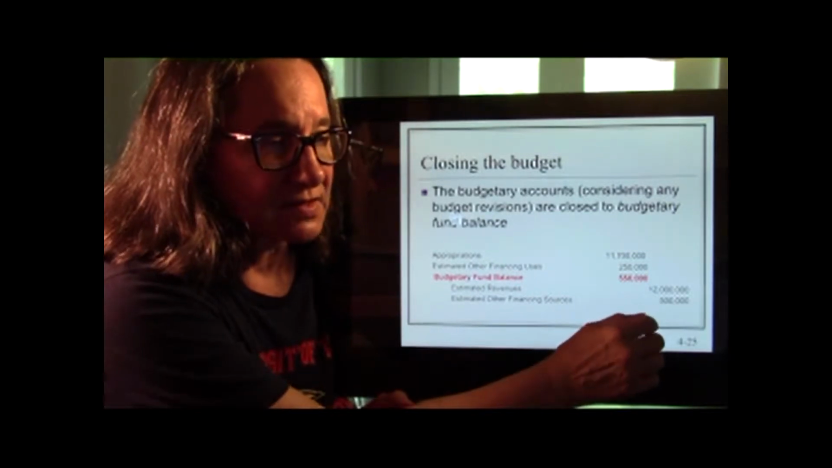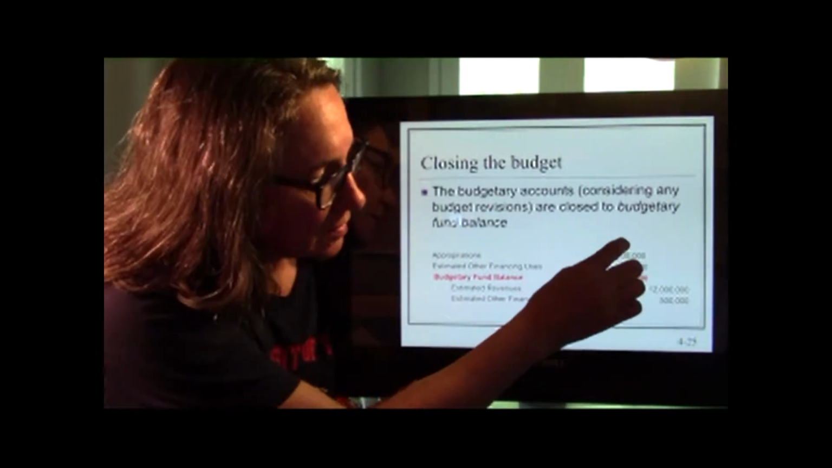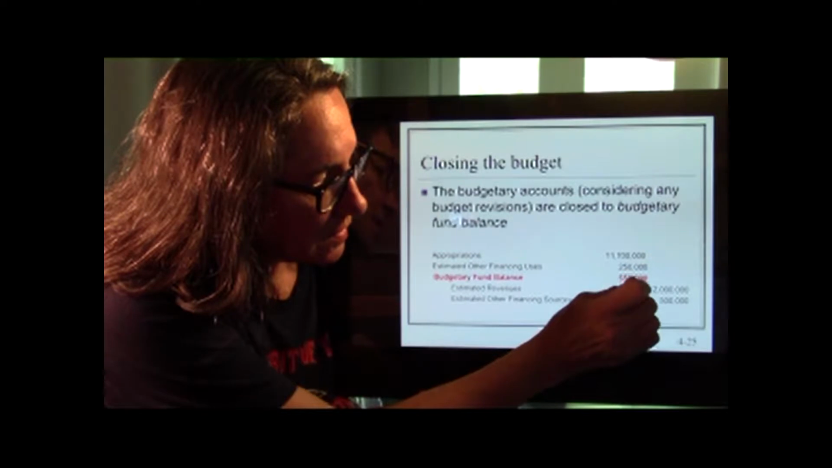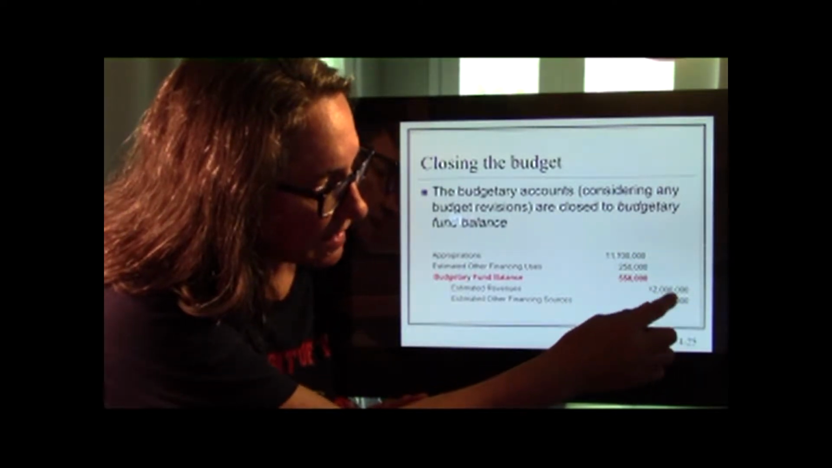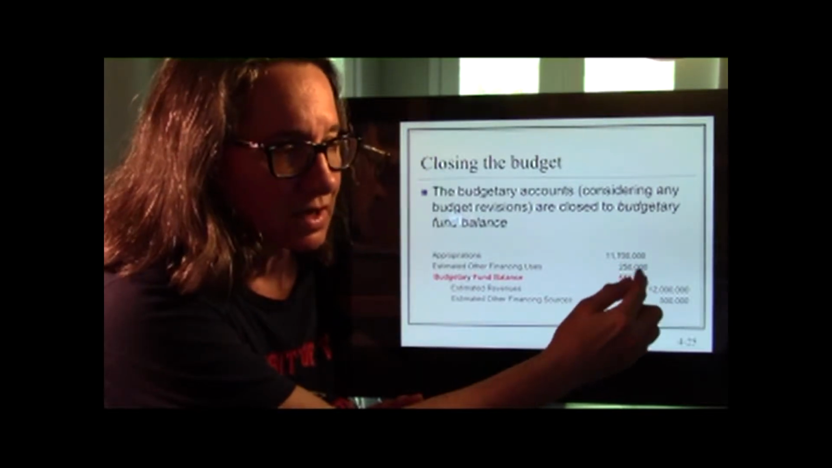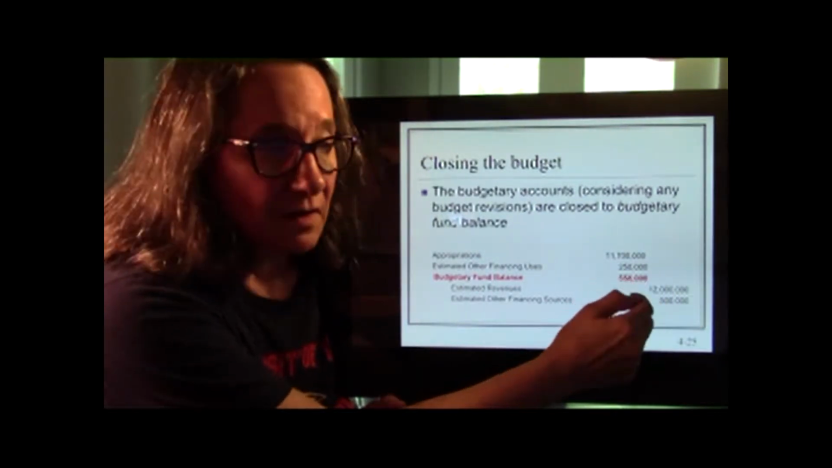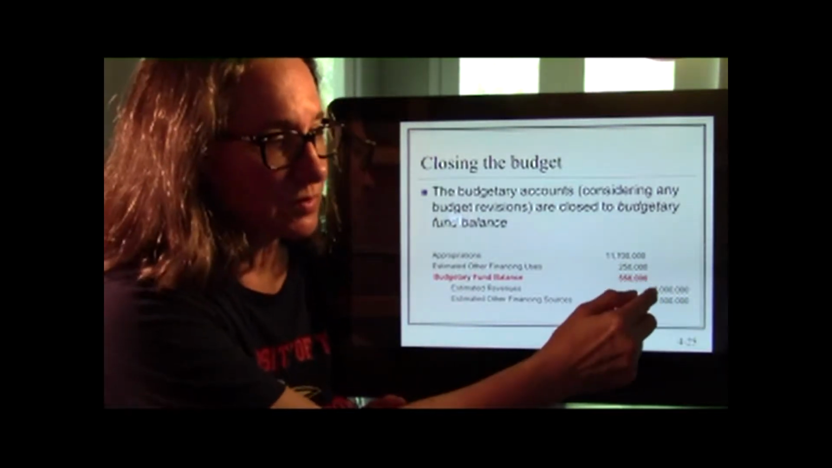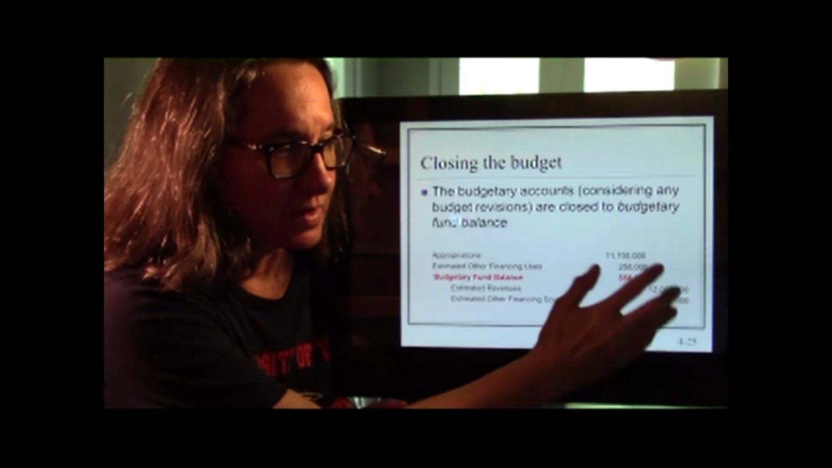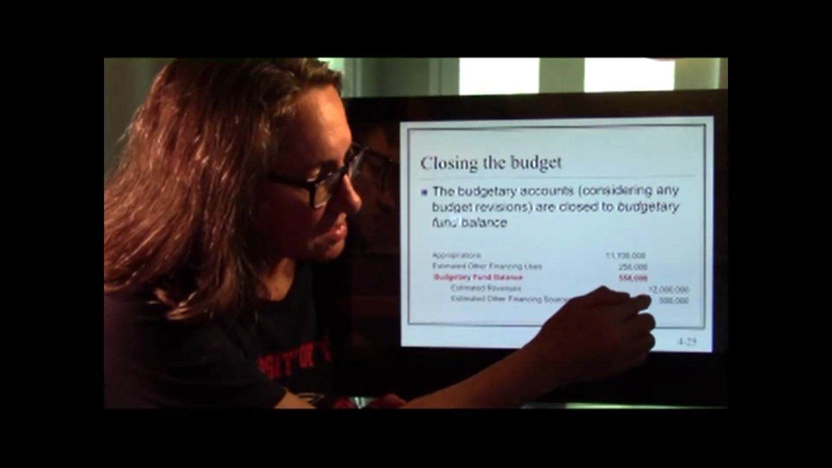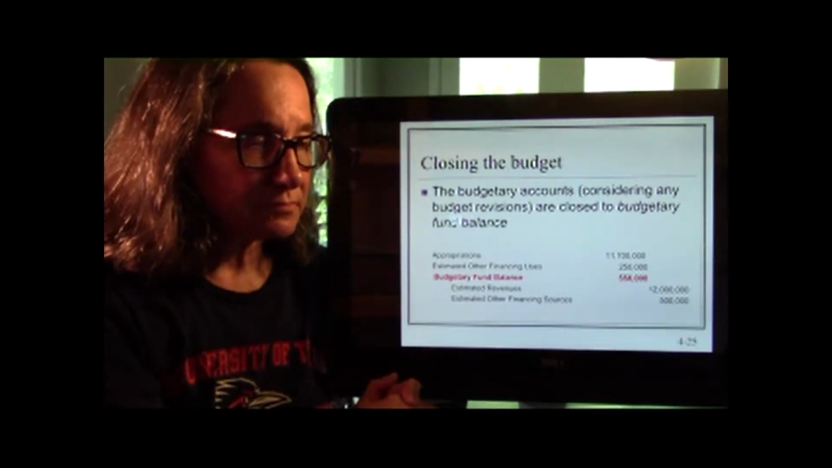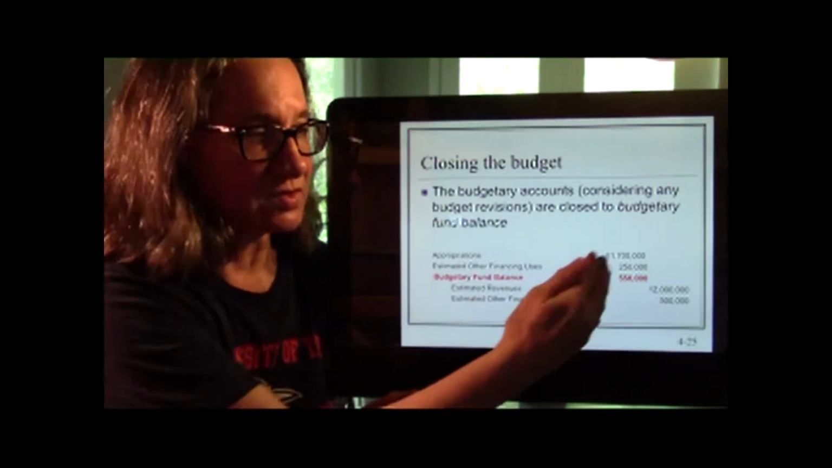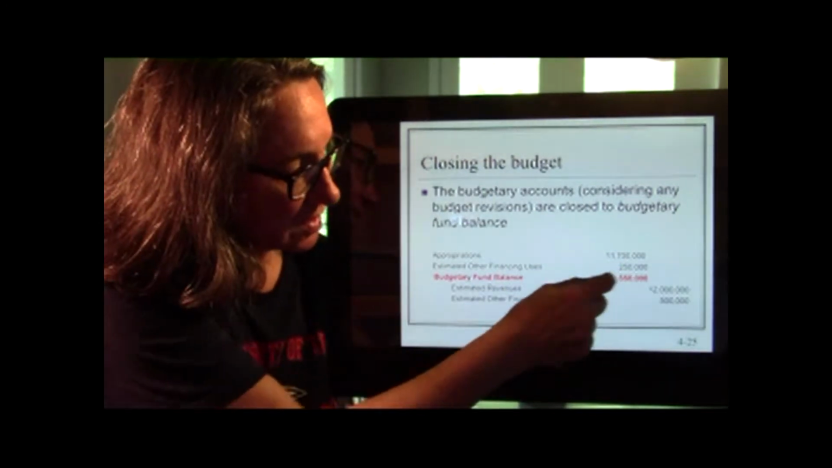Estimated other financing, $5,000. So you add these two, or you take this plus this minus this minus this, and the difference is this plug right here. We call that a plug, and it's budgetary fund balance. Of course, if you were to look at your budgetary fund balance, that's what it would be. So you zeroed out the budget. That's what this is for. All right. Of course, debits have to equal credits, and that's where you get that number from.